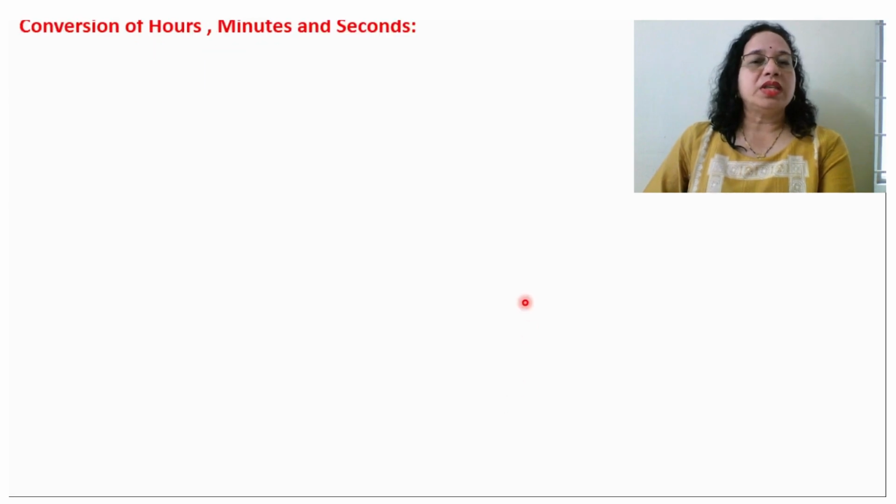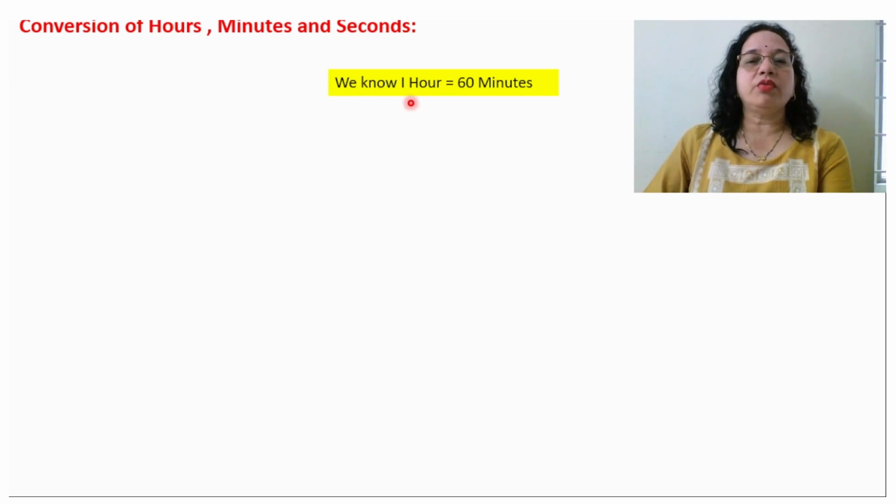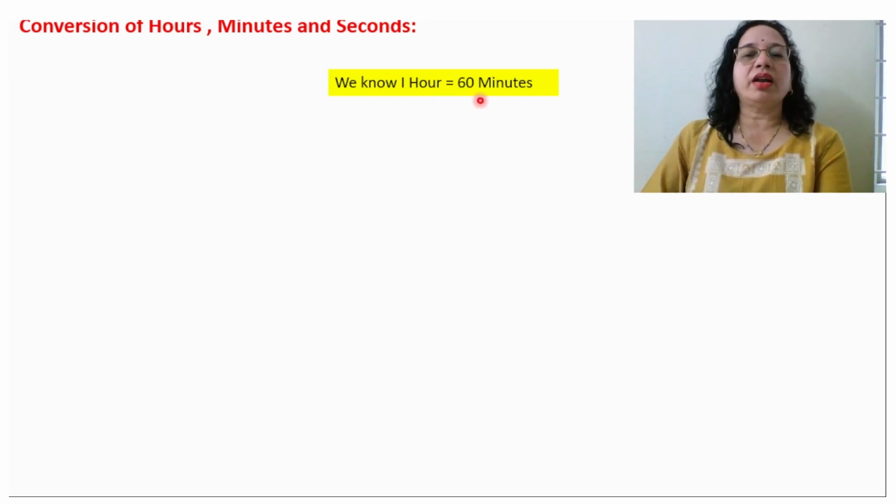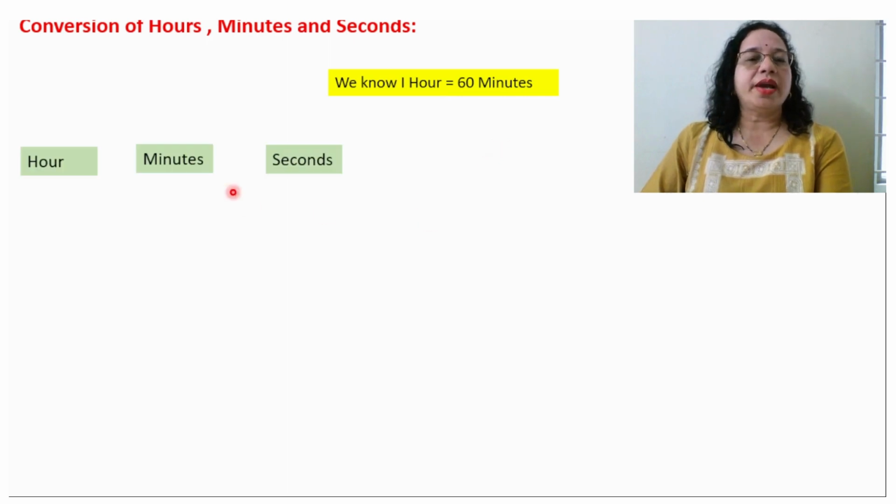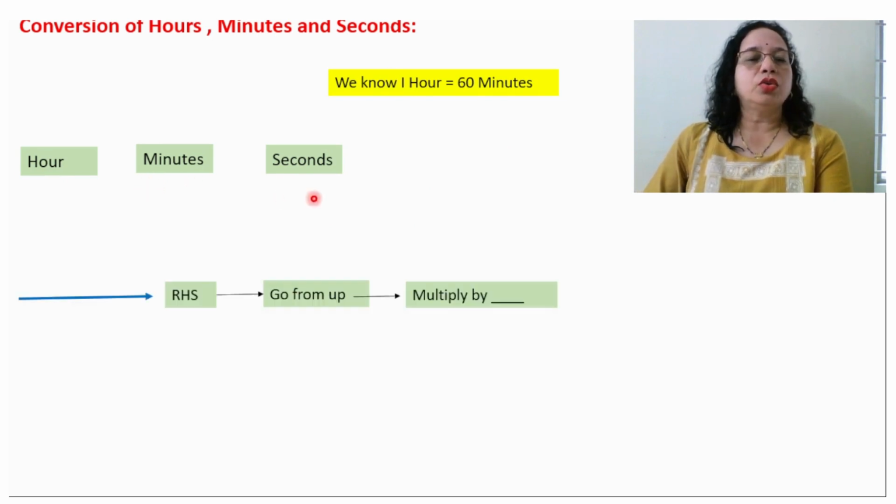The same concept we can use for hours, minutes and seconds, but here we know that the relation between hour and minute is 60. 1 hour is equal to 60 minutes. So write all the 3 units again, greater, and this is the smaller unit. So hours, minutes and seconds. Rule is same. When we will move towards right hand side, we will go from up, and here we will multiply by 100, sorry, 60.